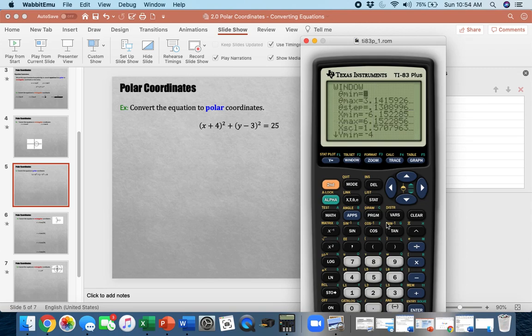So I need to go adjust, right? So maybe, what if I make this -10? And I can leave that, but maybe I make this 10. Let's see if that works. There we go. Now with my pixels, it doesn't look so much like a circle, but this center is -4, 3, and the radius is 5.